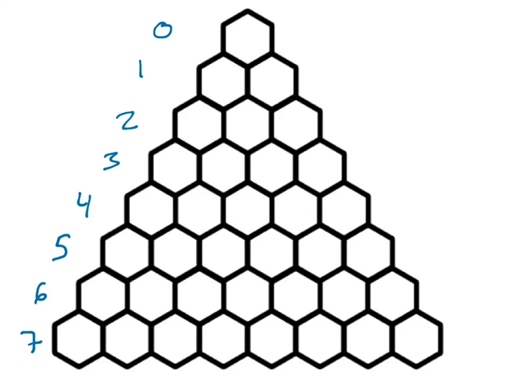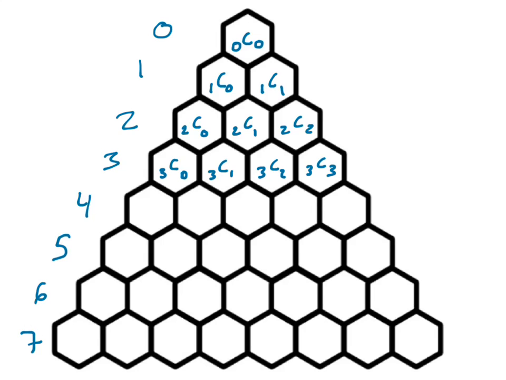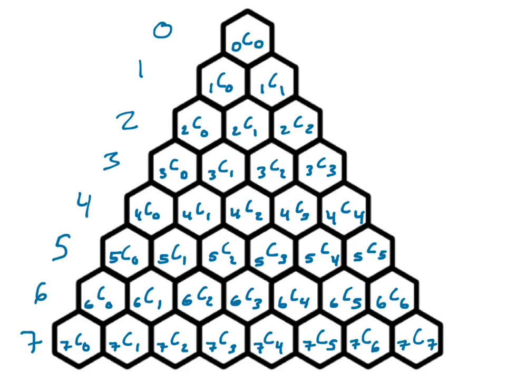The very top, the very first one, is going to be 0 choose 0. The second row is going to be 1 choose 0, and then 1 choose 1. Next is 2 choose 0, 2 choose 1, and 2 choose 2. Then 3 choose 0, 3 choose 1, 3 choose 2, and 3 choose 3, and so on. So finish filling it out. When you're done, it will look like this.